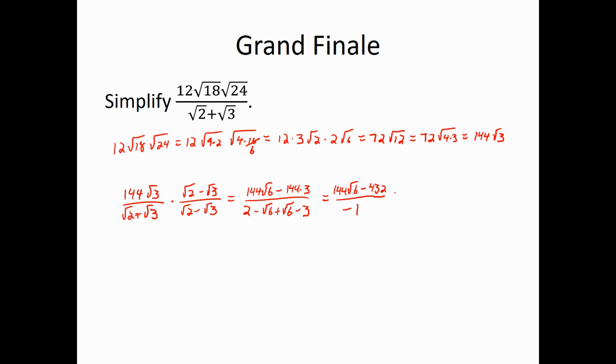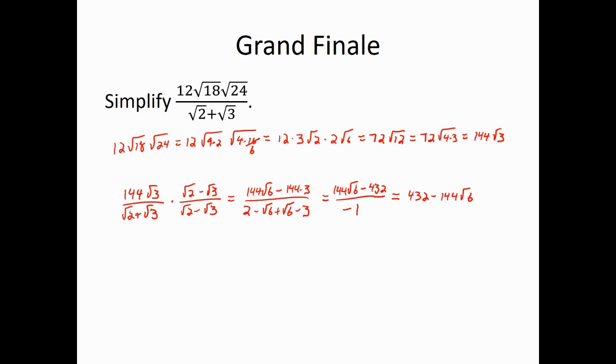And actually, I'm going to carry this through until the very end because there's a way in which this can be simplified. It doesn't involve anything to do with radicals, but other work that you're supposed to know how to do. Okay, so we have the top 144 root 6 minus 432 over negative 1. Now, when we divide by negative 1, that means that we change the sign of each term in the top. So this turns into 432 minus 144 root 6. And then we're done, okay?